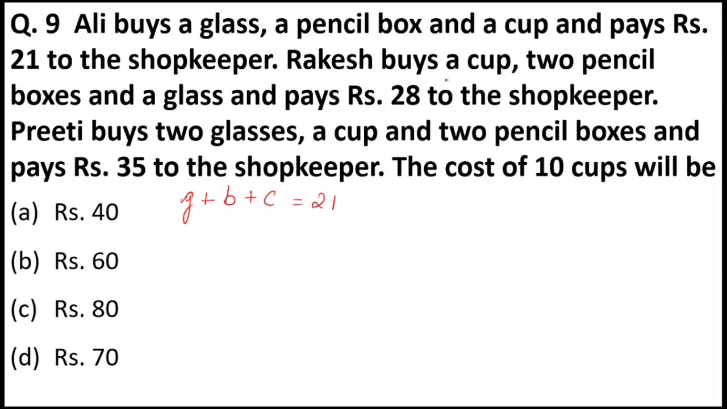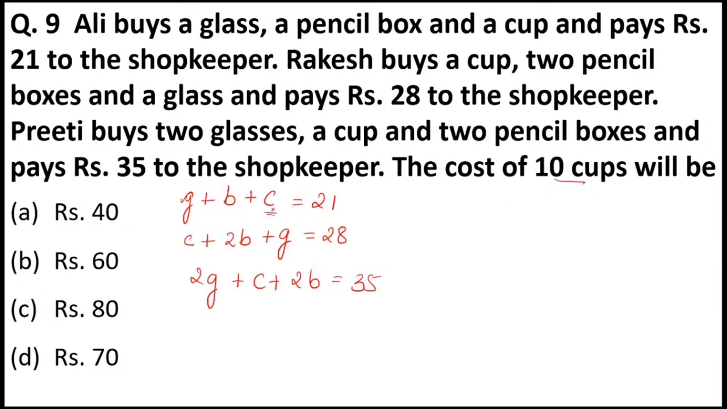For Rakesh, Rakesh buys a cup, two pencil boxes. So let's write B, we have taken pencil box as B. And a glass, so one glass. And how much is he paying? He's paying 28 rupees. Then the third one is Preeti, who buys two glasses, a cup and two boxes and pays 35. So what is the cost of 10 cups? So you have to find the value of C over here.